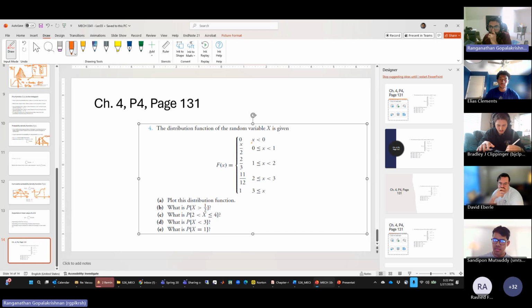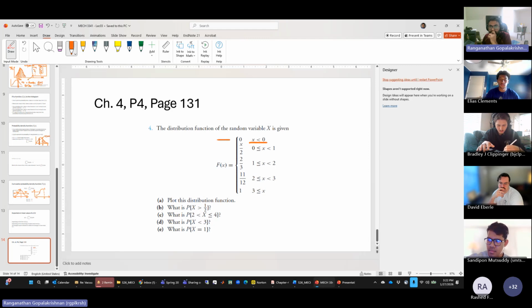Firstly, below 0, this probability is 0. Wait, this is the cumulative probability. That's why it varies between 0 and 1. Never mind. So below 0, this function is 0, and above x equals 3, it is just 1. So the graph will look something like this.